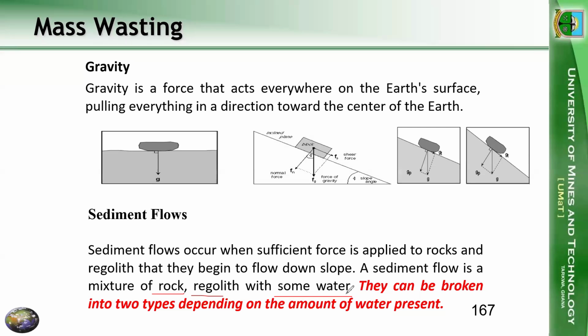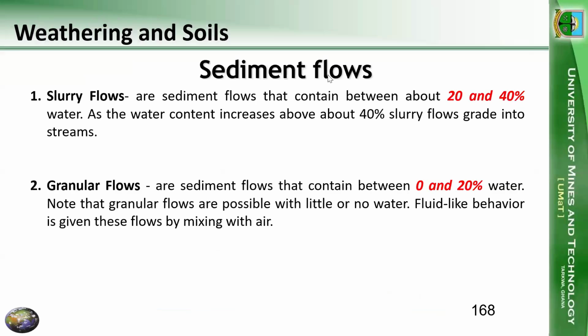These sediment flows occur when sufficient force is applied to rocks and regolith that they begin to flow downslope. So when they begin to move, rock, regolith, and some water, you see, it's not the water that's moving it. It has just facilitated the movement, but the material is moving under the action of gravity down the slope. And we can classify this in two parts. We have what you call granular flow and then slurry flow.